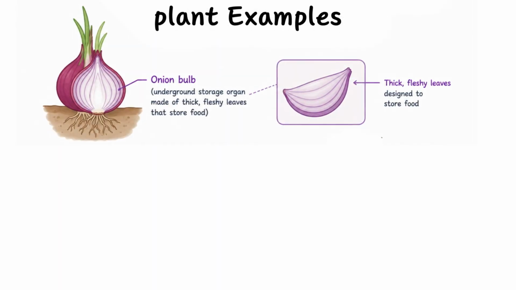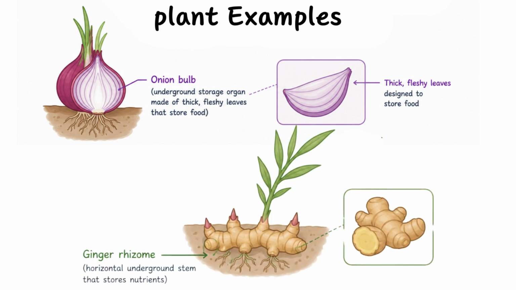A great example is an onion. Actually, an onion is a plant organ. Specifically, an onion is an underground storage organ that is made of thick, fleshy leaves designed to store food. The same goes for ginger, which is a horizontal underground stem called a rhizome. Their main job is to store nutrients so that the plant can survive tough, dry seasons.